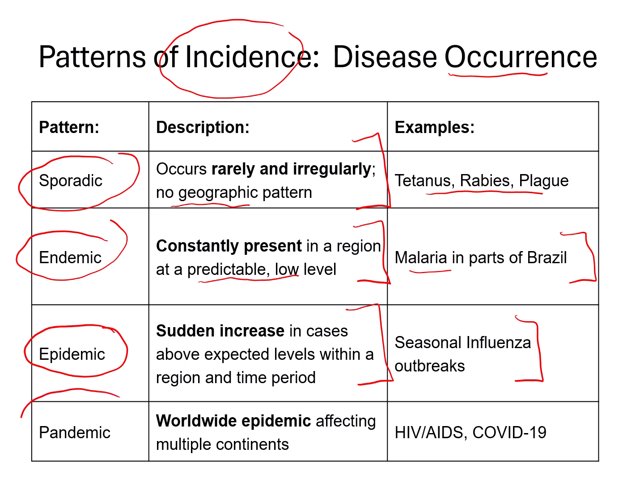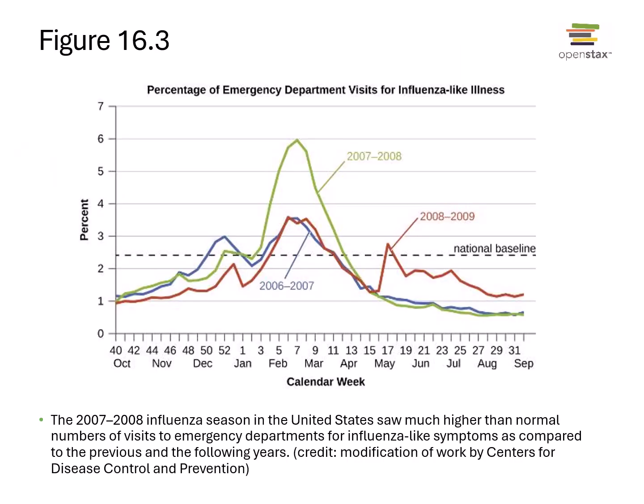And then pandemics are epidemics that spread across continents. So this is occurring worldwide at different continents, and these include cases like HIV or AIDS, as well as COVID-19. And understanding these patterns really helps health agencies anticipate the resource needs. This graph shows an example epidemic which occurred during that 2007-2008 US influenza season. We can see that emergency department visits jumped above normal levels due to circulating influenza strains that partially escaped immunity.